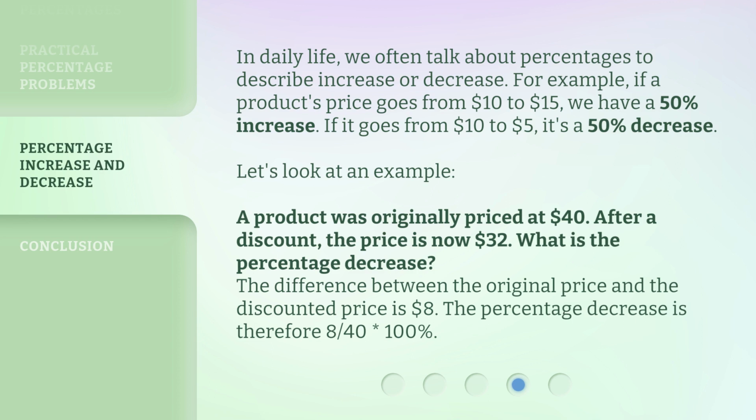Let's look at an example. A product was originally priced at $40. After a discount, the price is now $32. What is the percentage decrease? The difference between the original price and the discounted price is $8. The percentage decrease is therefore 8/40 * 100%.